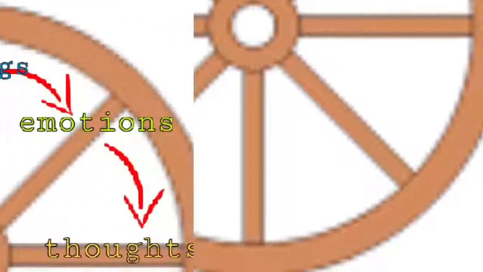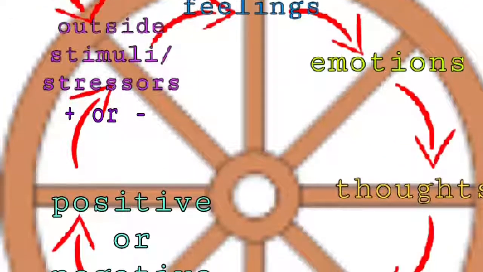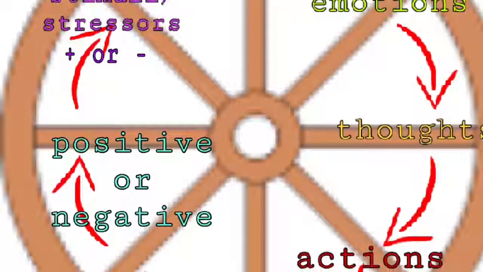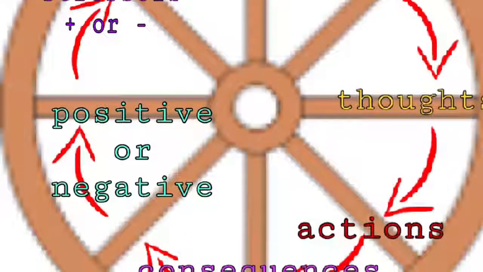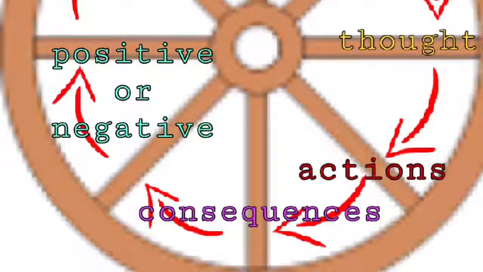Now, since we're talking about a cycle, it makes sense to use a wheel as a representation of what this cycle is going to be. You've got the hub of the wheel, you've got spokes, you've got the outside of the wheel. It helps. And just for the sake of simplicity, I'm giving you a visual representation of what this cycle is ultimately going to consist of: feelings, emotions, thoughts, actions, consequences, positive or negative, including the outside stimuli.